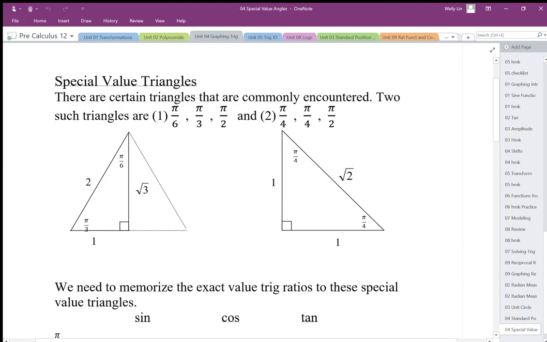Triangles are basically coming from the first two perfect shapes, which is the equilateral triangle. Okay, so we're looking at half of the equilateral triangle, and we have the square, okay, and we're looking at half of that square.